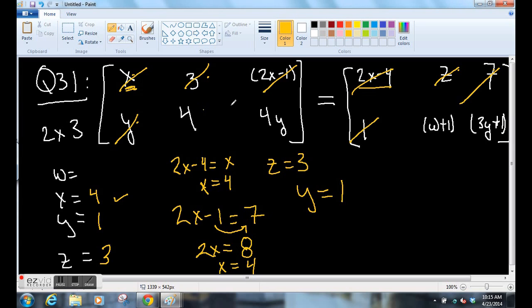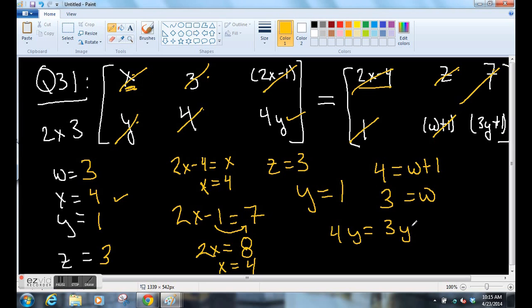y equals 1. We have 4 equals w plus 1. So w equals 3. And finally 4y equals 3y plus 1. We already found y. We don't need to keep going. I know. Don't you want to keep going? Don't you want to check? Yeah, y equals 1. Same thing. So you didn't have to do a couple of these, but there they are. And that's how you do a problem like that.